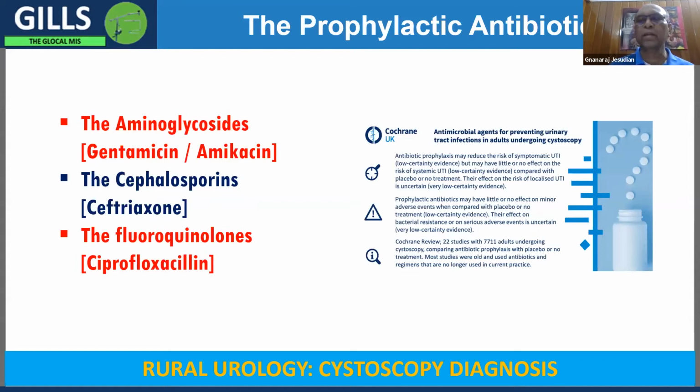Then we give prophylactic antibiotics, especially in a rural setting, because we don't want to take any chances with the infection. So generally what is used is either an aminoglycoside alone, like gentamicin, or amikacin, which is a little more expensive, or cephalosporins. Sometimes if there is a strong suspicion of infection, you can give a third generation cephalosporin and an aminoglycoside together. Some people prefer just something like ciprofloxacin, which is a fluoroquinolone.